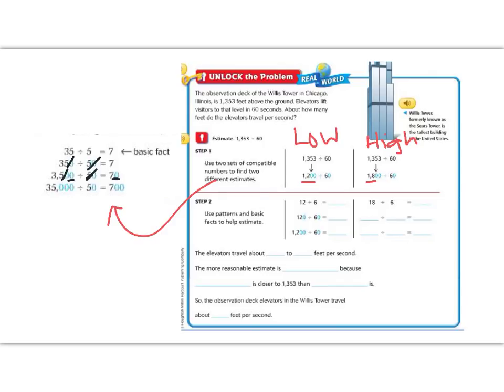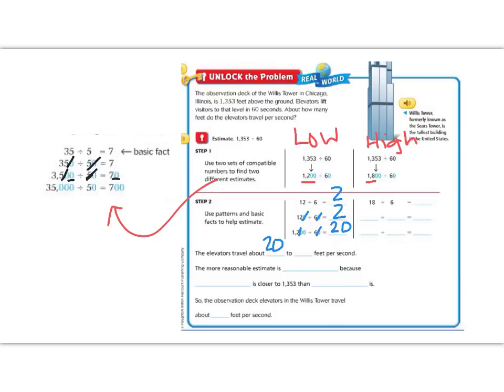Our low estimate started with 12 divided by 6. 12 divided by 6 is 2. So if we add a 0 on both sides, 120 divided by 60 is 2, because the two zeros cancel out. 1,200 divided by 60, one zero, one zero. Look, I'm left with 1 zero over, so that means that my answer is going to be 20. So our low estimate is 20.